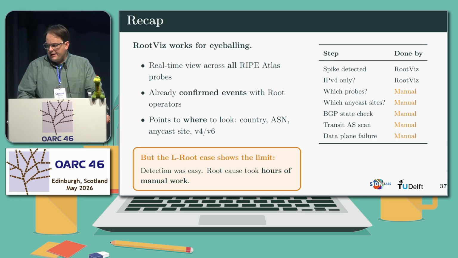Where we are right now, we detect those spikes, and we see IPv4 only. But any other, more complex analysis, like which probes, which Anycast sites, what the BGP state was at the time, transit, data plane flaps, it could be many things. So this is manual right now, and that takes a lot of time.